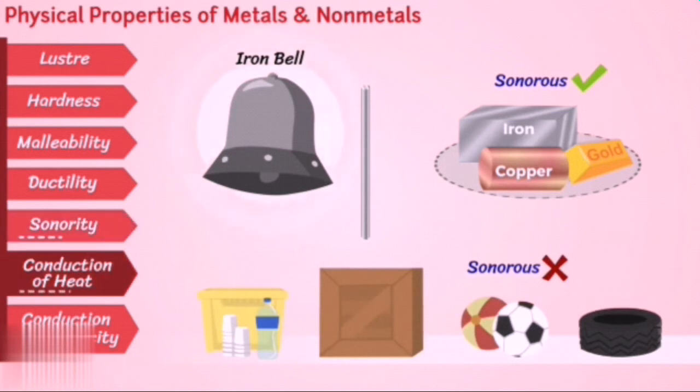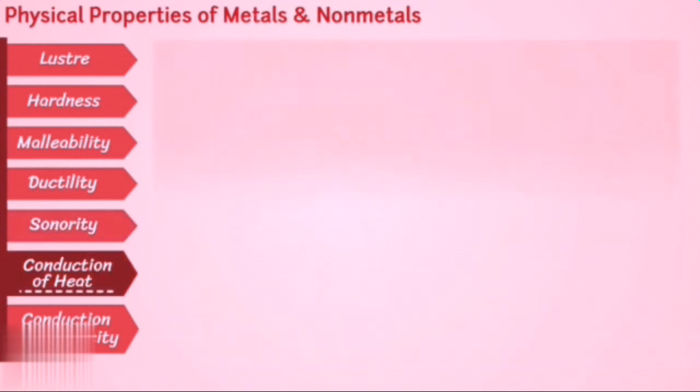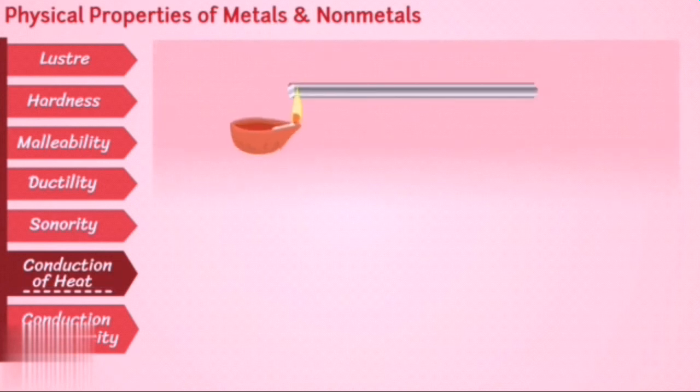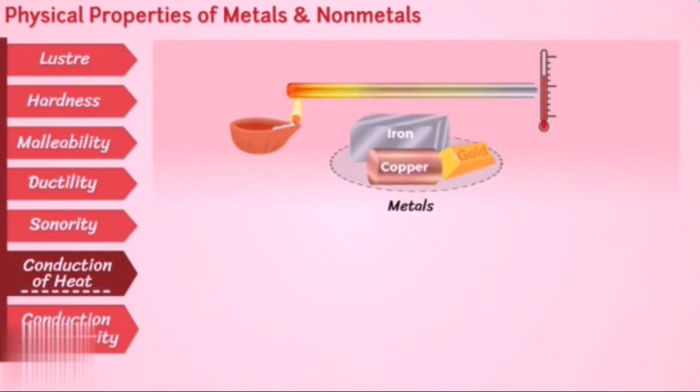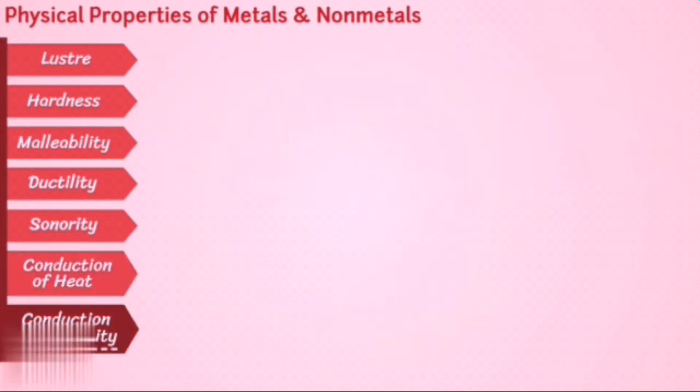Next property is conduction of heat. If we heat one end of an iron rod, then we can feel temperature at other end also. This means that metals conduct heat, but non-metals do not conduct heat.